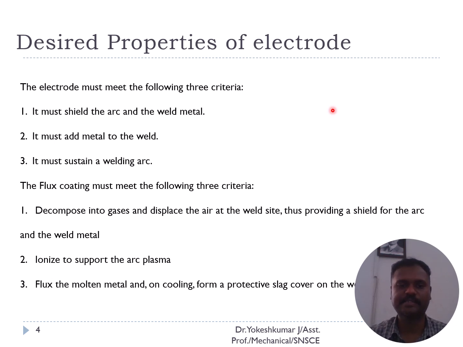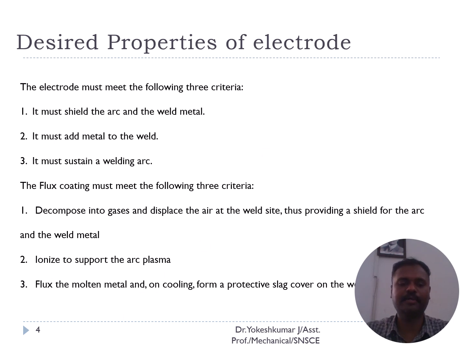Then it must sustain the welding arc. The arc can be sustained between the electrode and the parent metal. Then flux has the following desired properties. It can easily decompose into gases and displace them into the welding site. It can ionize and support the arc plasma. The molten metal and flux cooling can be done very easily. And it can form a protective layer in the form of slag.